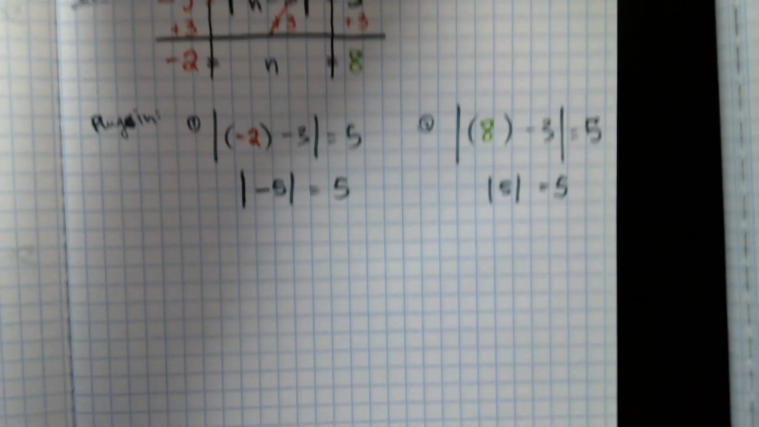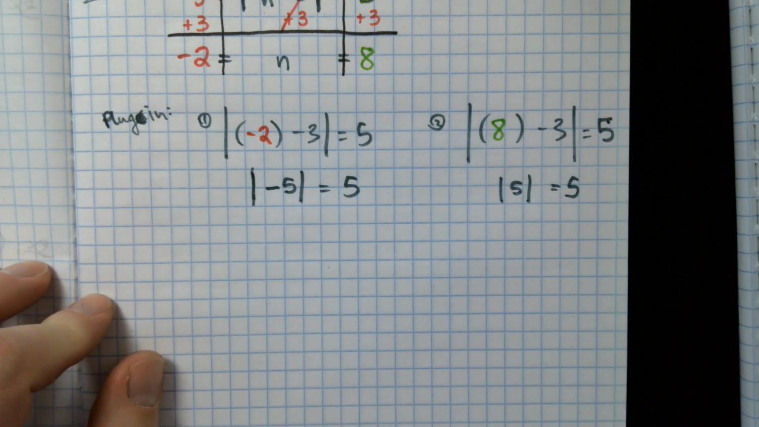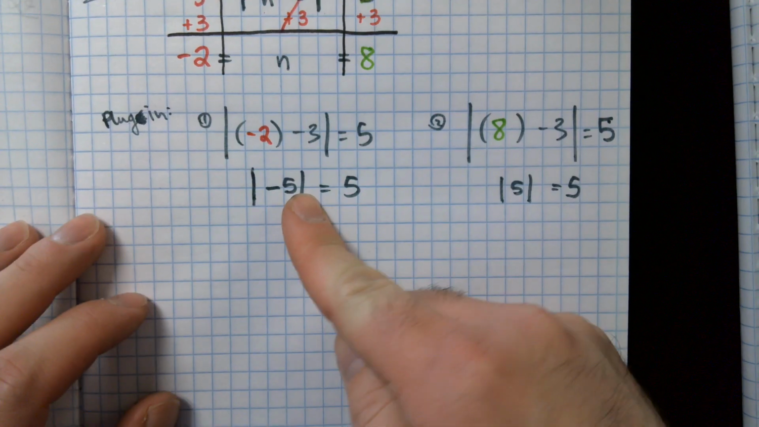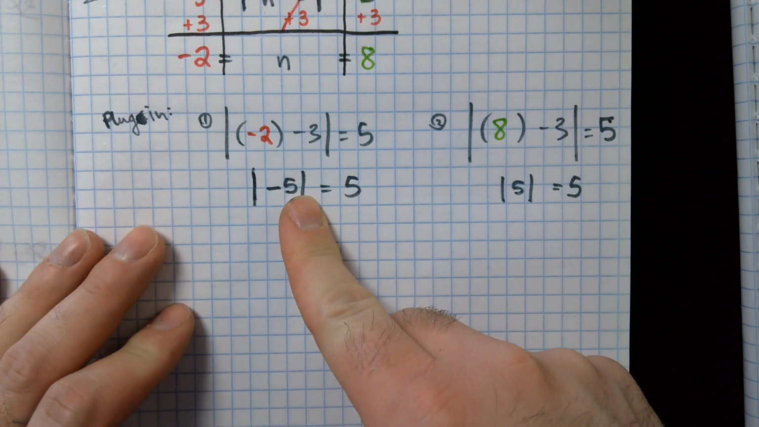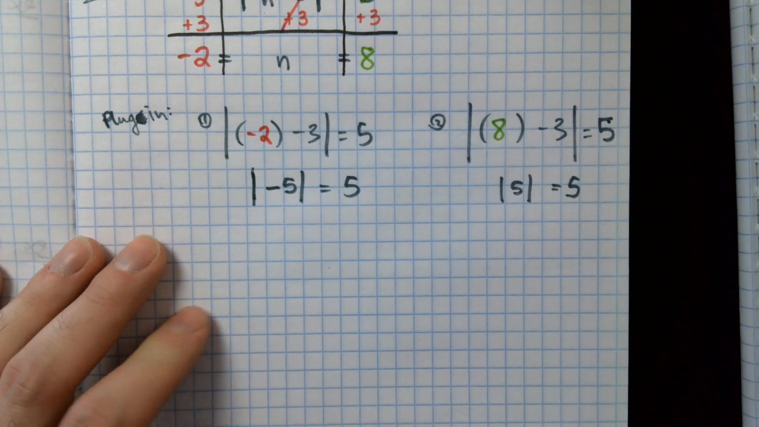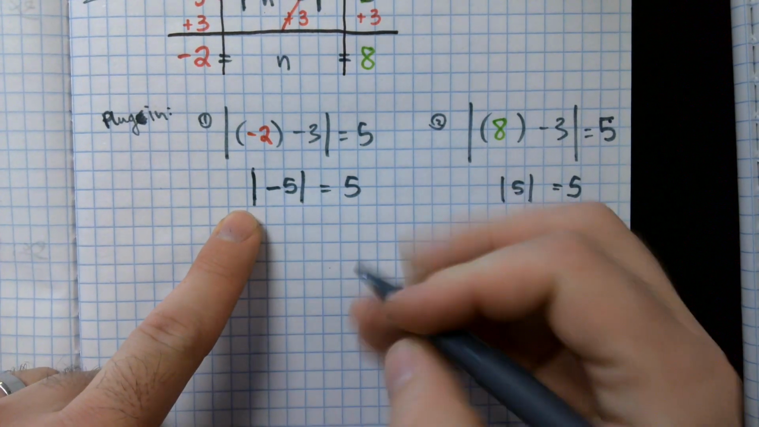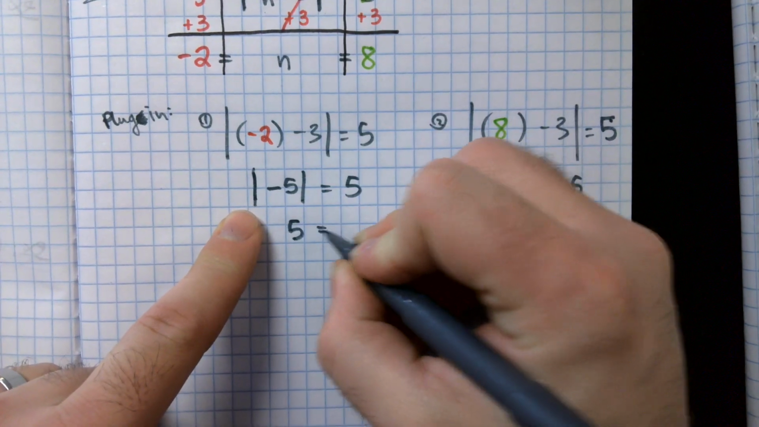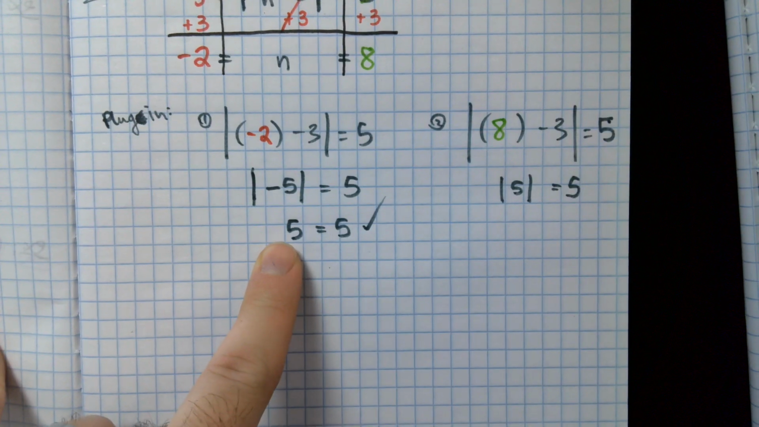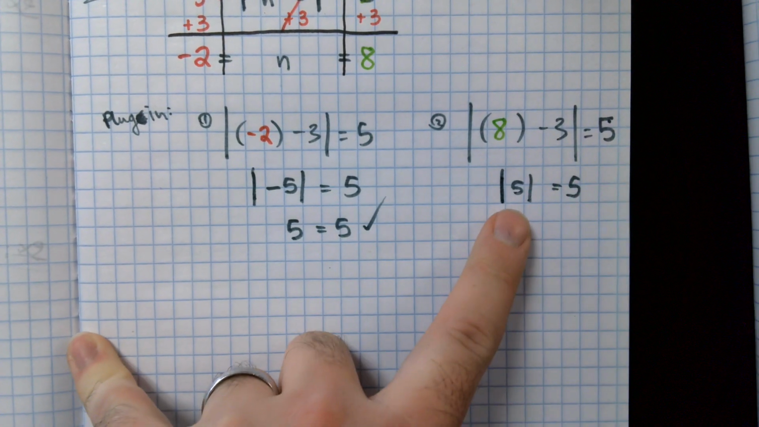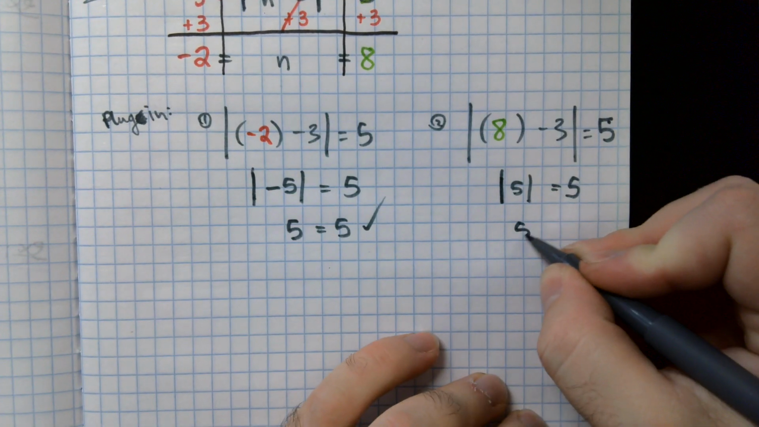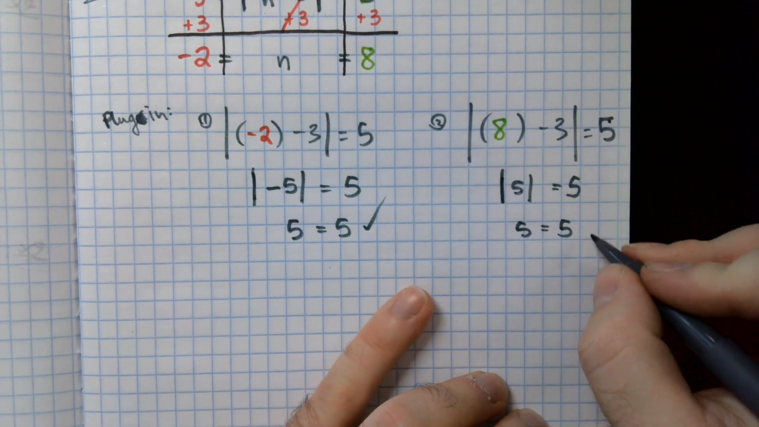You guys all see that previous question? Okay. So when I see the absolute value of a negative number, what does your brain want to do? Change it into a positive. The absolute value of negative 5 is equal to positive 5. Is positive 5 equal to positive 5? Yes, it is. What's the absolute value of positive 5? Also positive 5. Is positive 5 equal to positive 5? Yes.